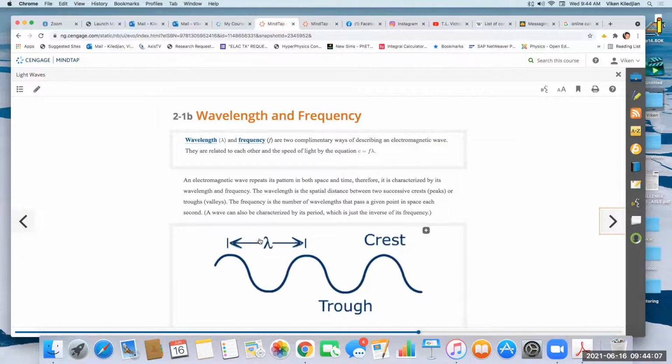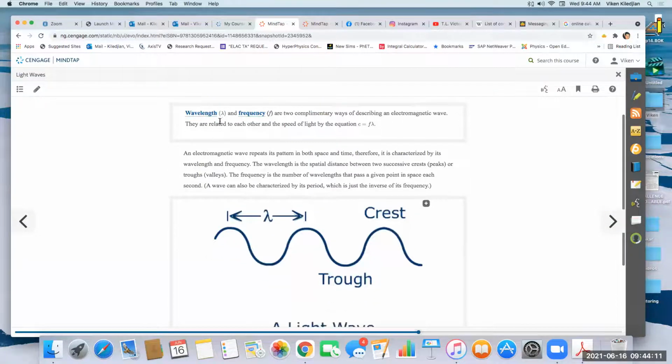Oh, they're going to talk a little bit about the wavelength of the wave. So it says here, wavelength and frequency are two complementary ways of describing an electromagnetic wave. They are related to each other and the speed of light by the equation C is frequency times lambda. Lambda is the Greek symbol.